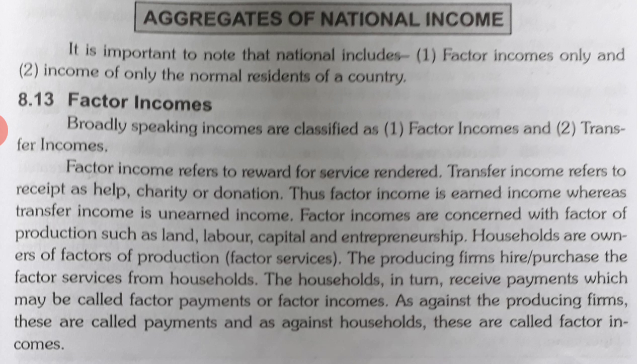Next, aggregate of national income. इसका मतलब है नेशनल इनकम किन किन चीज़ों से मिलकर बनती है, कौन कौन सी बातें हैं जो नेशनल इनकम में इंक्लूड होती हैं. तो दो हैं, फैक्टर इनकम ओनली और income of only the normal resident of a country. So first point is factor income.